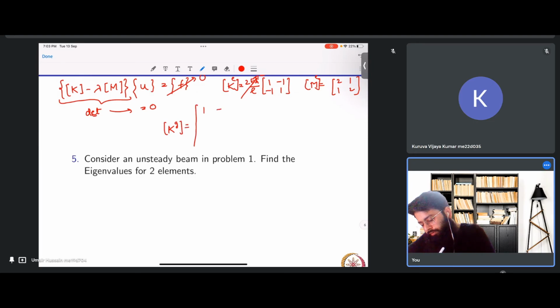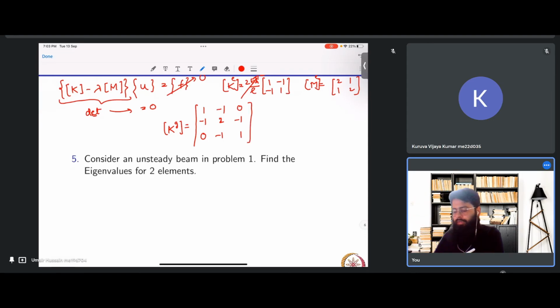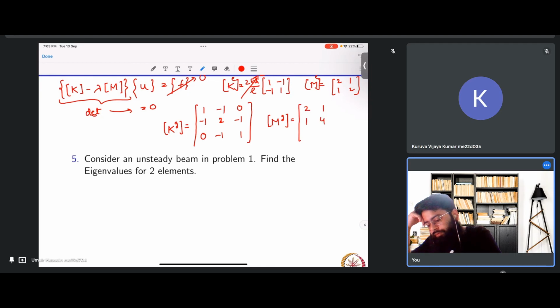So global K is 1 minus 1, minus 1 2, minus 1, minus 1 1, 0 0, and similarly M global is 2 1 1 4 1 1 2 0.